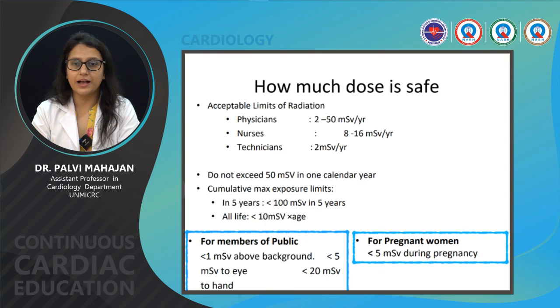The cumulative maximum exposure limit is less than 100 millisievert in 5 years, and for lifetime it is less than 10 millisievert into age. For pregnant women, less than 5 millisievert during pregnancy.